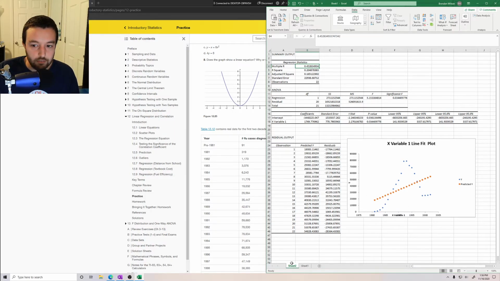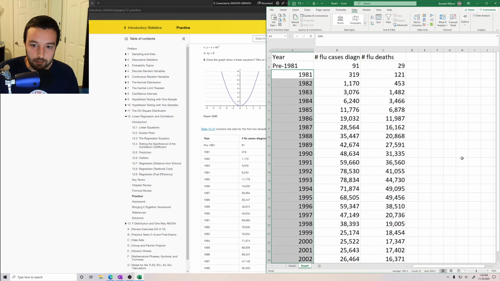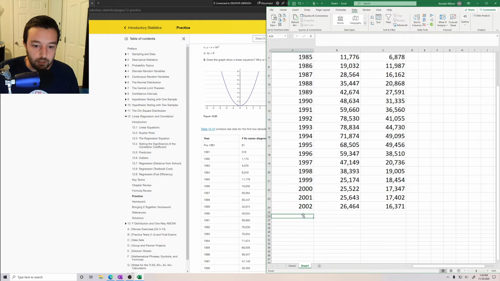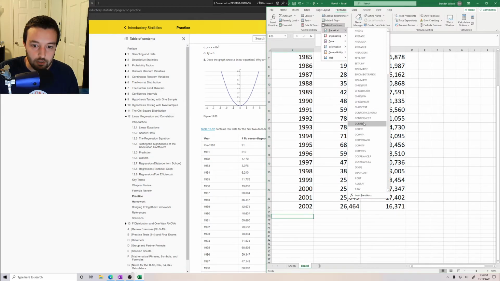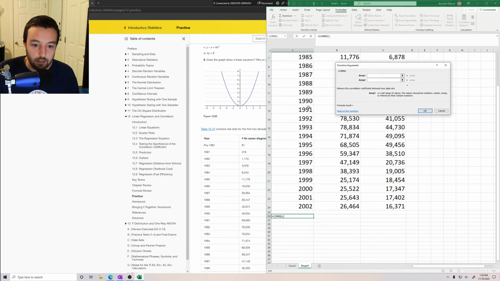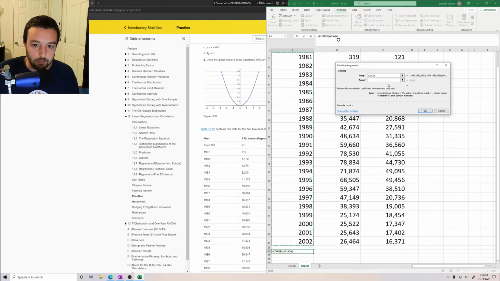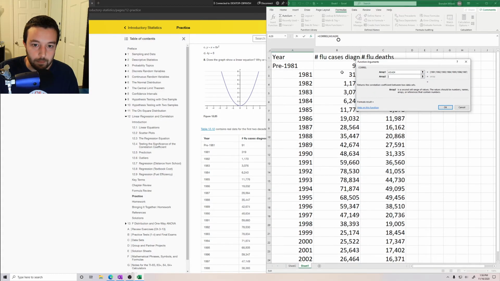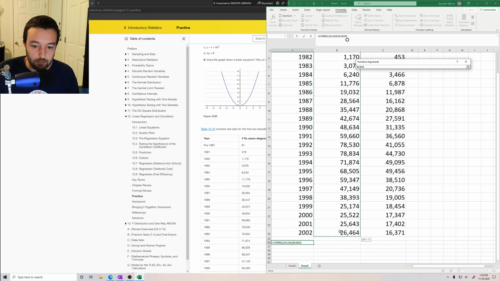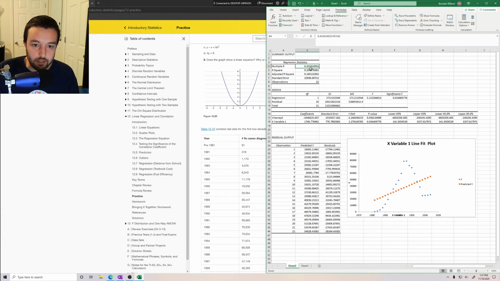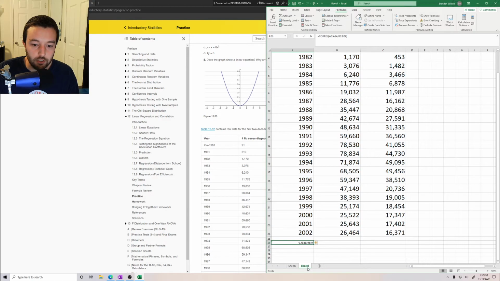So this gives us lots of information, more than we know what to do with right now. If you just wanted the R value, again, you would just go to your more functions, correlation, and then you take your one column and put it in array 1, your next column in array 2, and then you get your 0.45, which is the multiple R right here. And then you can square it for your R squared.